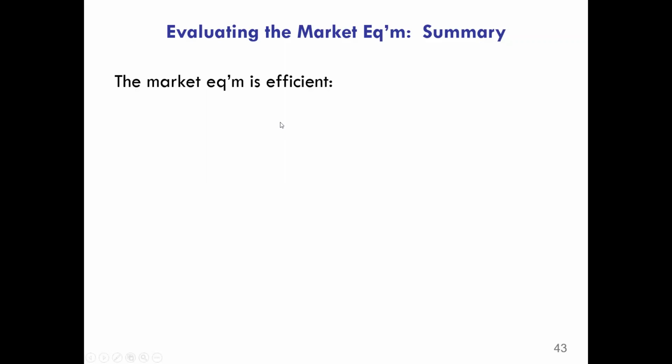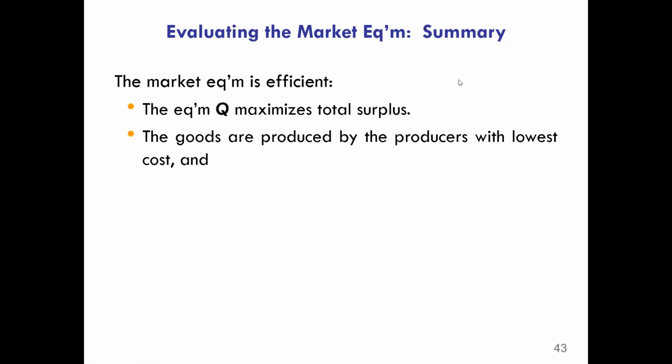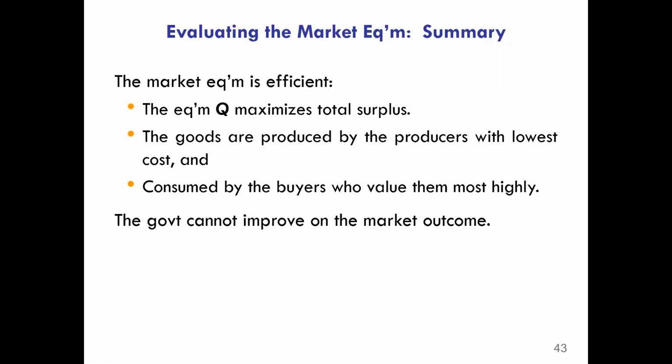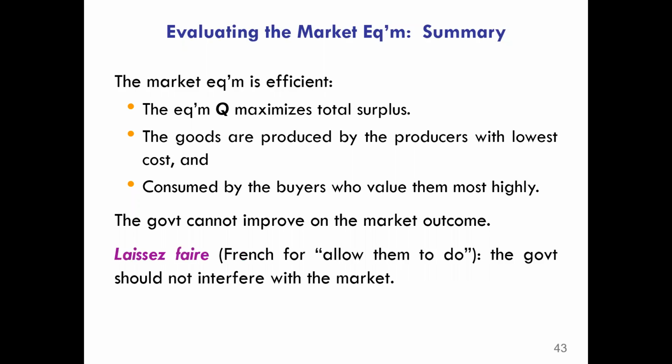Thus, in summary, the market equilibrium is efficient. The equilibrium quantity maximizes total surplus. The goods are produced by producers with the lowest cost and consumed by buyers who value them most highly. The government cannot improve on the market outcome. And these are the conclusions we arrive at in a laissez-faire economy. The government should therefore not interfere with the market.